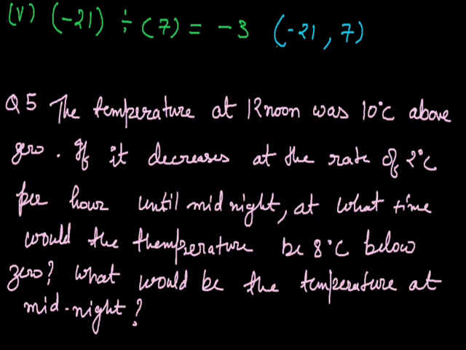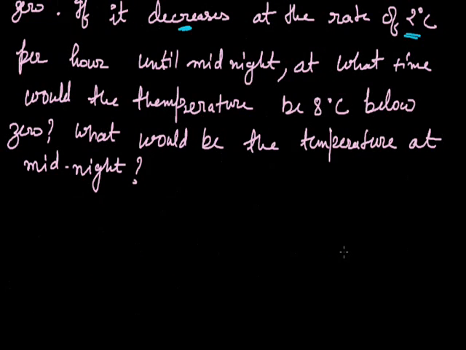Let us first understand the question. In this question, it is being said the temperature at 12 noon was 10 degrees centigrade above 0. It is decreasing at the rate of 2 degrees centigrade per hour. That means every hour the temperature is being decreased by 2 degrees centigrade until midnight, that means till 12 in the night. At what time will the temperature be 8 degrees centigrade below 0? That means we have to find when the temperature will be minus 8 degrees centigrade.